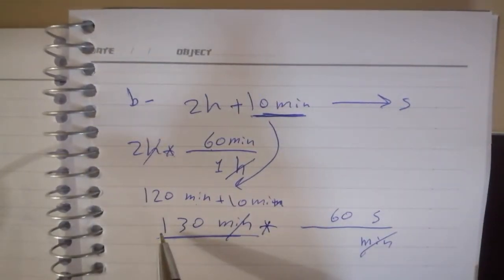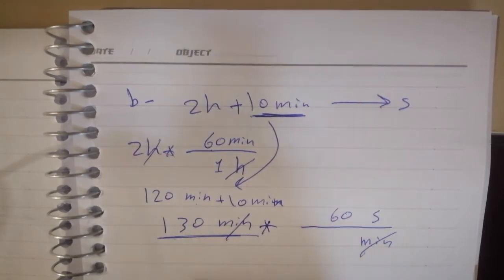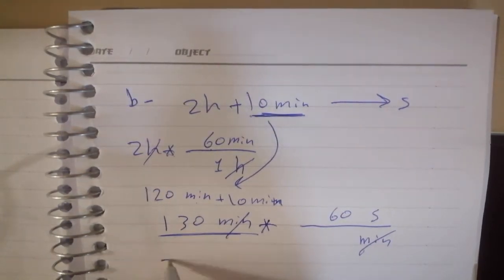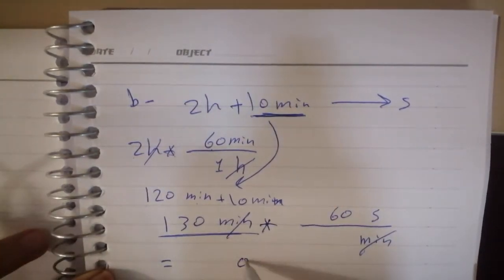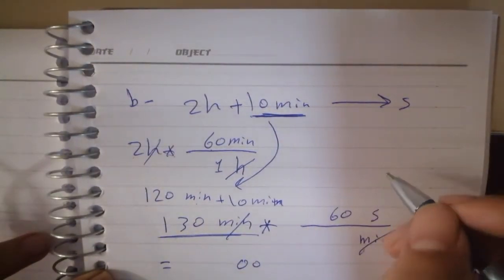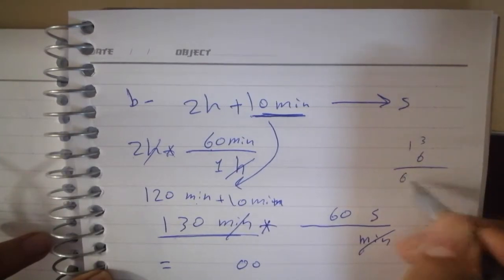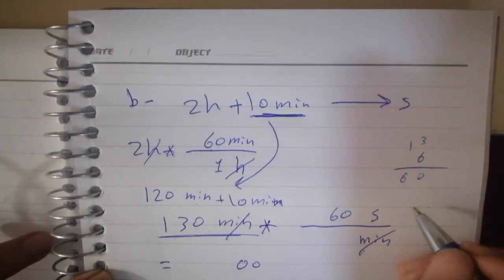So I'll multiply 130 by 60. So this will be our final answer. If I do the multiplication, that will be how many seconds? Let me see. I've got 2 zeros when I multiply them, and if I multiply 6 by 13, let me see how much I get. So I get 60 here, and here I get 18, so that will be 78.